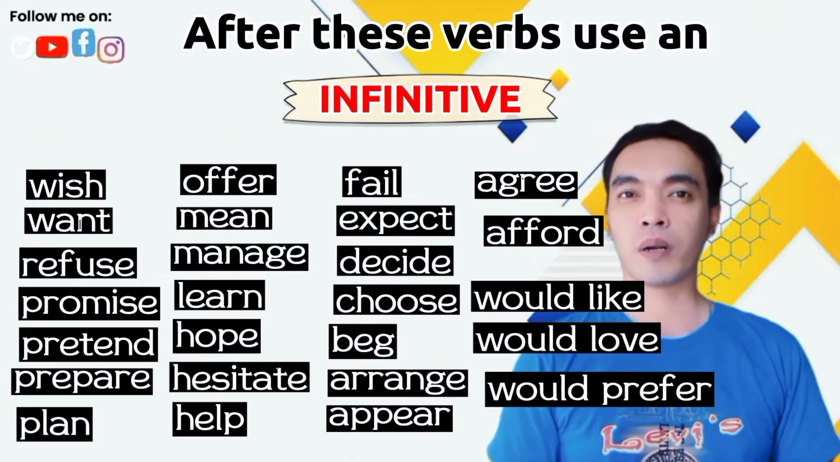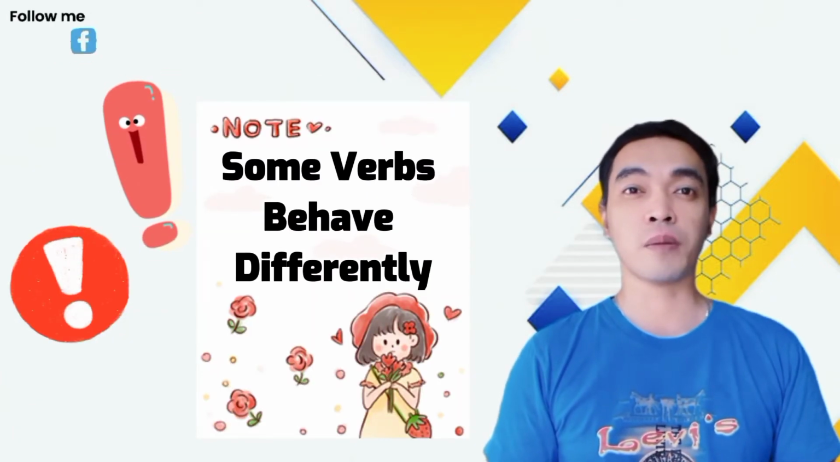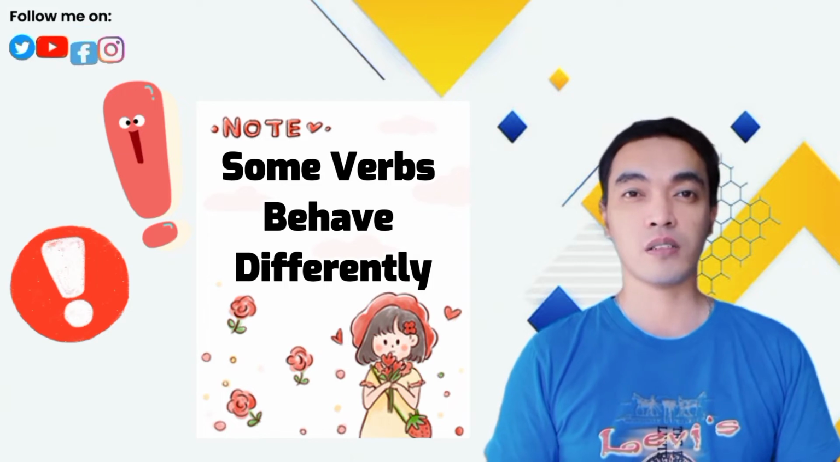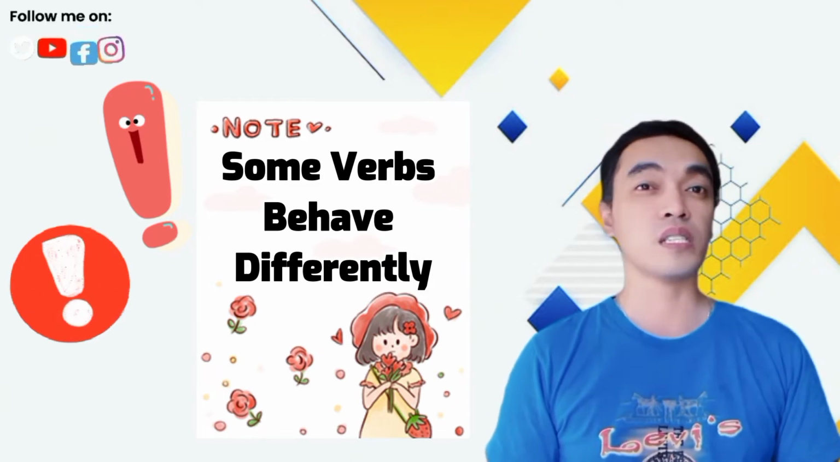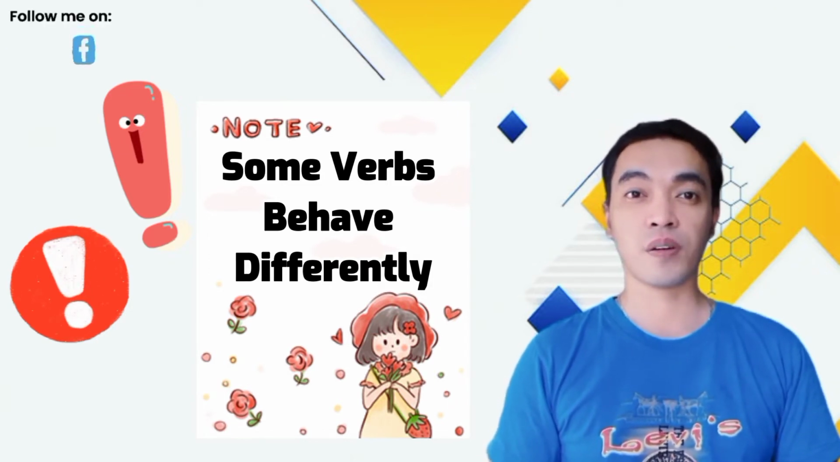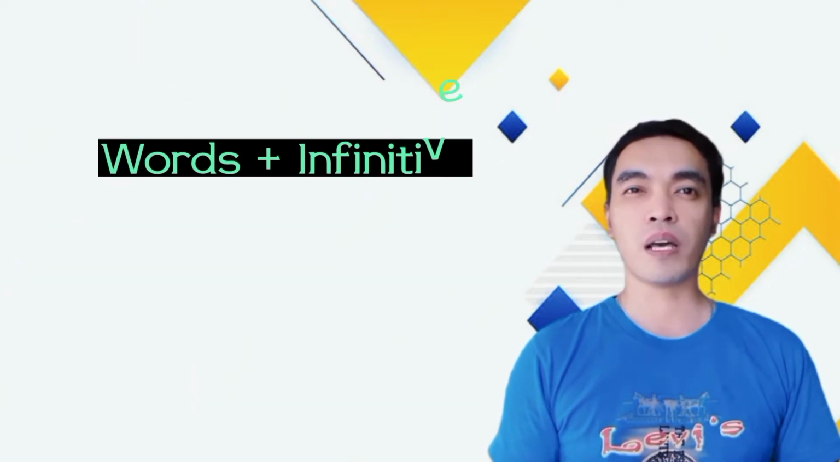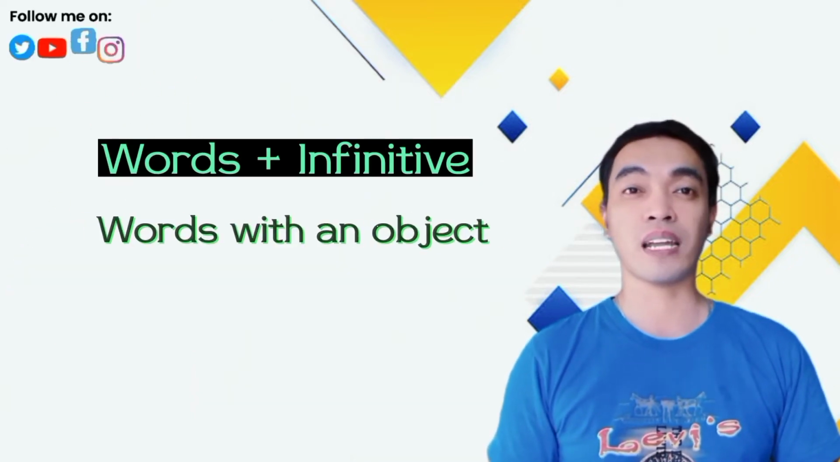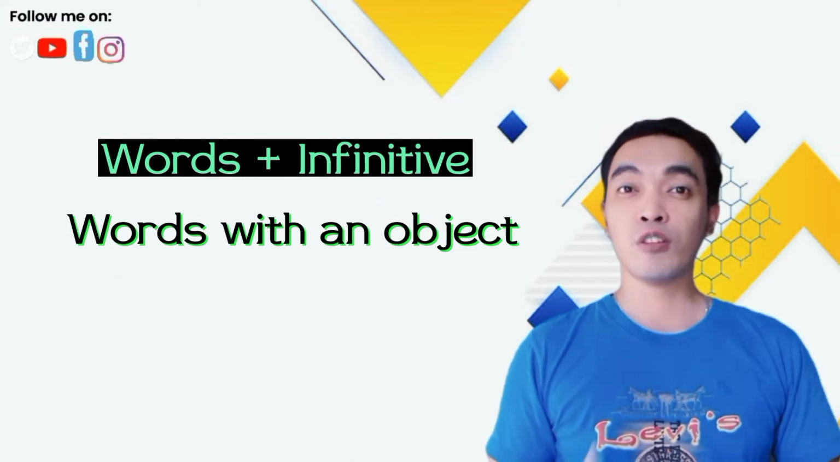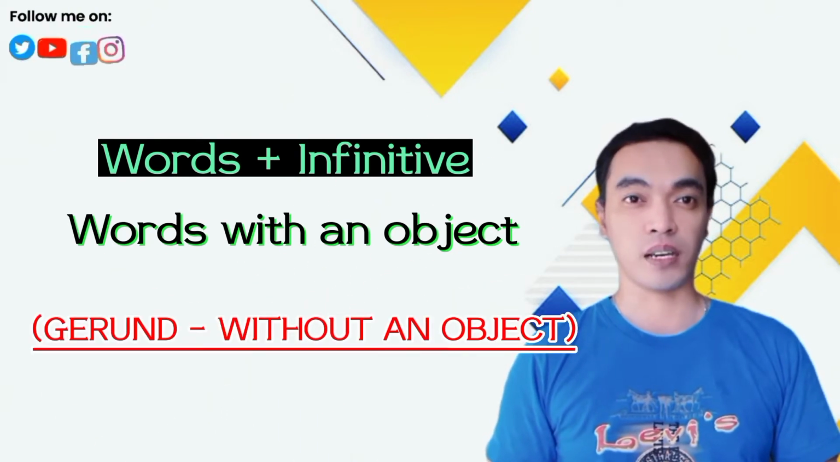So please remember, there are some verbs that behave differently. These are some of the verbs with the same meaning but different usage. Verbs plus infinitive are used with an object. Remember, use a gerund without an object.